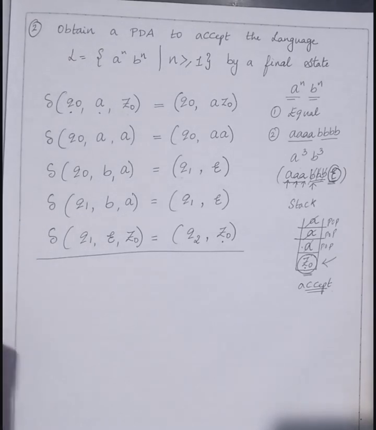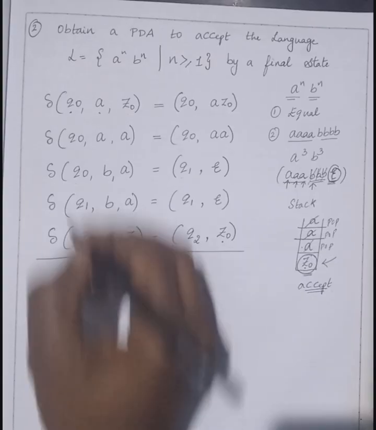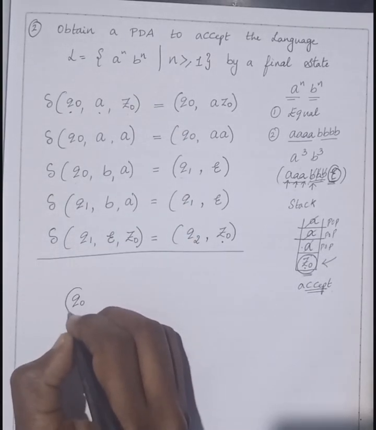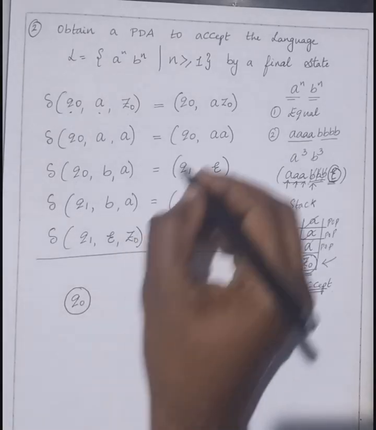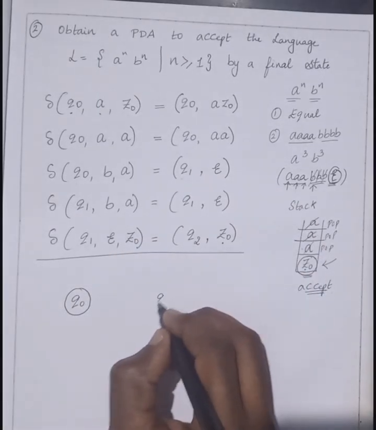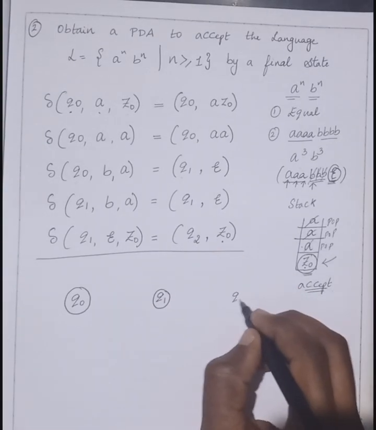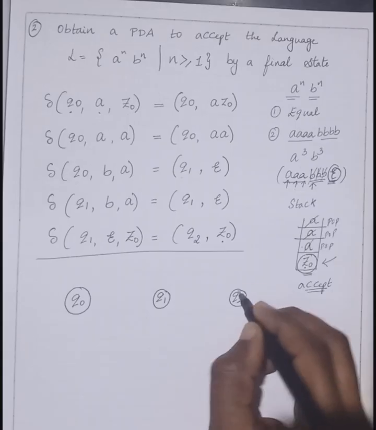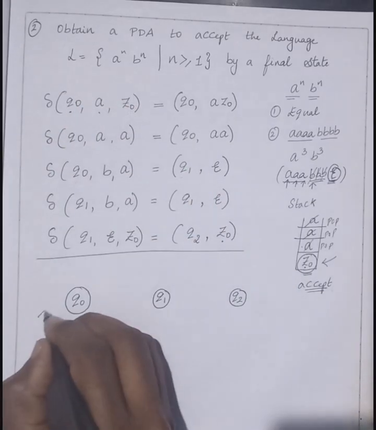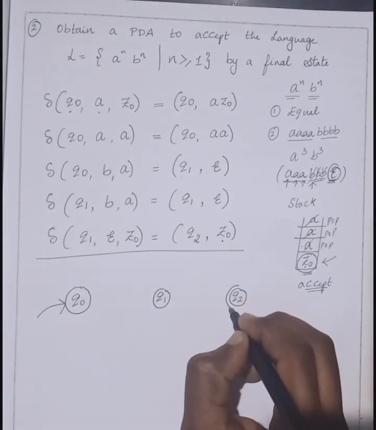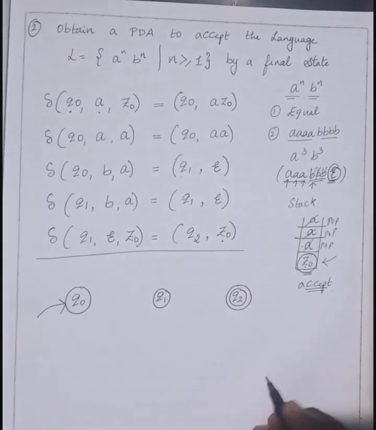Now we'll see how to draw the transition diagram for the pushdown automata. The first state is the Q naught state, so we'll take that one. Then we want to go to the Q1 state, so we'll draw that also. And again we have the Q2 state, and we know that Q0 is the first state, so denote it with the input arrow. Q2 is the final state, so you draw a double circle that denotes the final state.